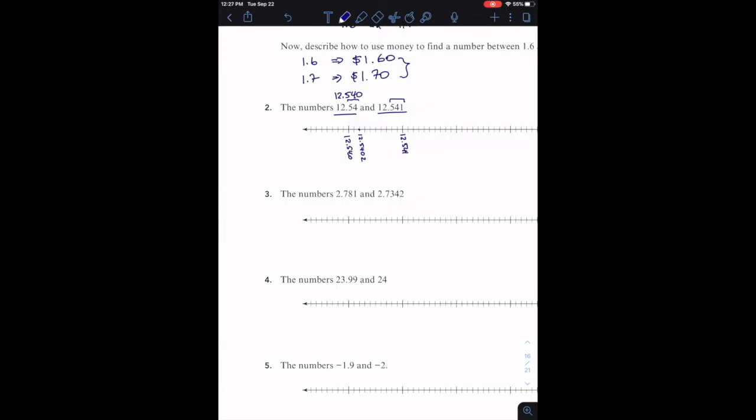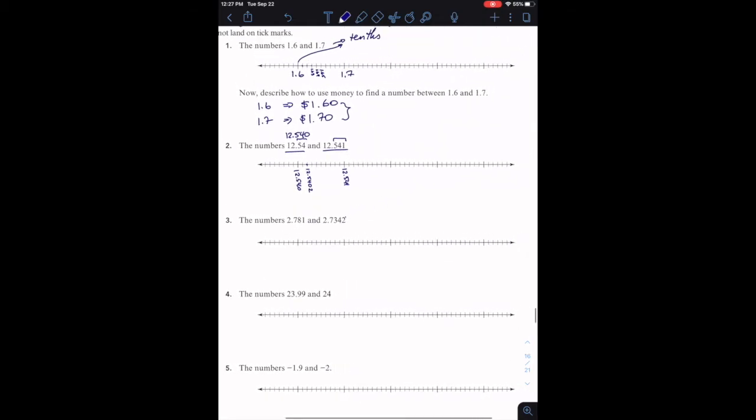How about the two numbers 2.781 and 2.7342? Now the first number has 781 thousandths. The second number has 7,342 ten-thousandths. So if we were to try to label them as ten-thousandths, would we have enough space here? That's going to be a long way. So let's say 2.7810 ten-thousandths. So 7,810 ten-thousandths versus 7,342 ten-thousandths. Now there are about 500 ticks in between those. 500 ten-thousandths in between those.